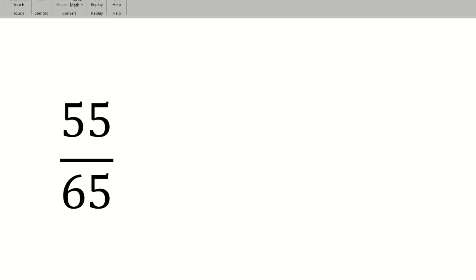We have 55 over 65. 1 times 55 is 55. 2 won't go into 55. 3 won't go into 55. 4 won't go into 55. But will 5 go into 55? You betcha. 5 times 11 is 55.